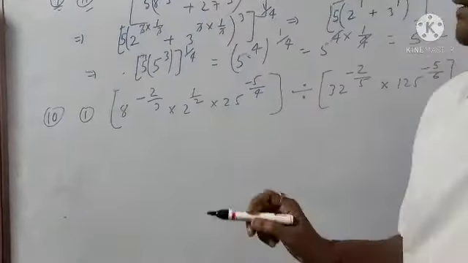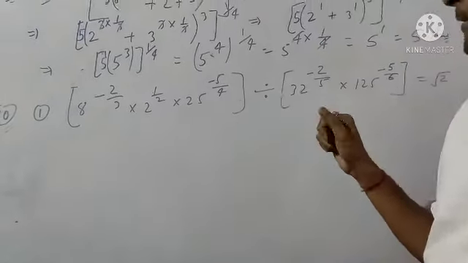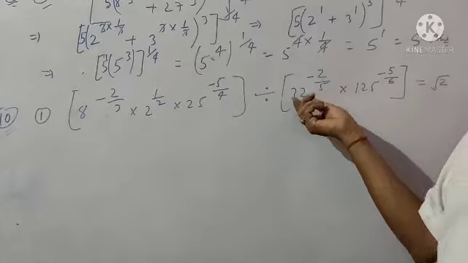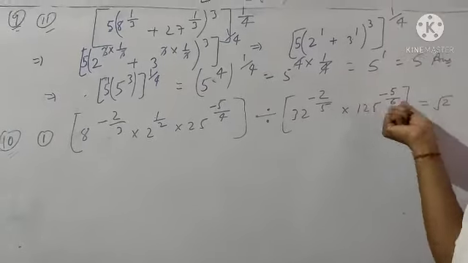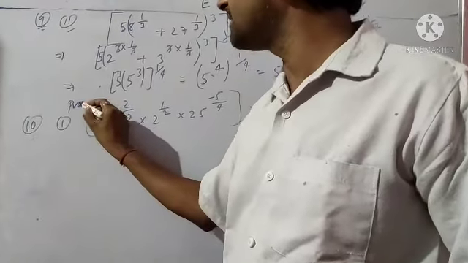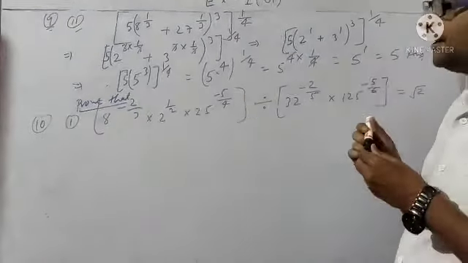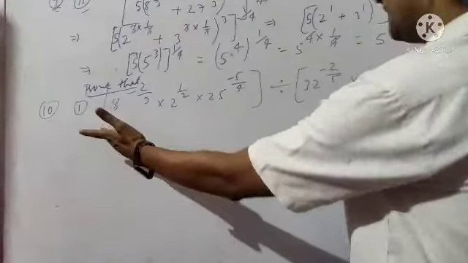Okay. Second one, question number 10 का second. Here student, different information is given and here the operation is division. Division is the operation. Okay. 8 to the power minus 2 by 3 into 2 to the power 1 by 2 into 25 to the power minus 5 by 4 divided by 32 to the power minus 2 by 5 into 125 to the power minus 5 by 6 is equal to root 2. Prove that. That means this is your proof. Prove that, okay student, that this value is equivalent to this value.